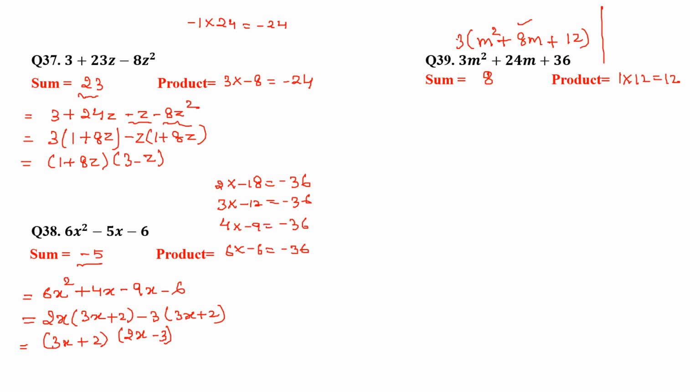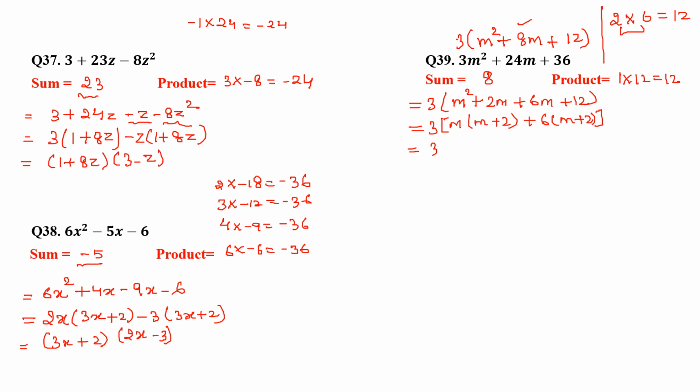So start with 2 table. 2 into 6 will give you 12 and the sum of 2 and 6 is 8. So it means you have to split it as 3m square plus 2m plus 6m plus 12. Now you can take m common from the first two terms, it will be m plus 2, plus 6 common from the last two terms, again it is m plus 2, and you can see here both the terms have m plus 2, so I can take that common. So I will be left with m plus 6. So this is the factorization.